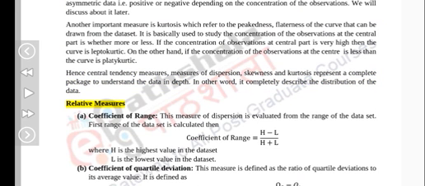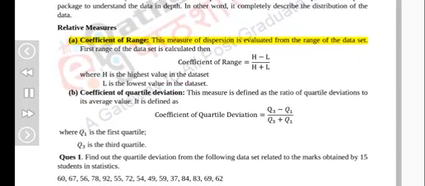Relative measures. A. Coefficient of range. This measure of dispersion is evaluated from the range of the data set. First the range of the data set is calculated, then coefficient of range equals (H minus L) divided by (H plus L), where H is the highest value in the dataset and L is the lowest value in the dataset.